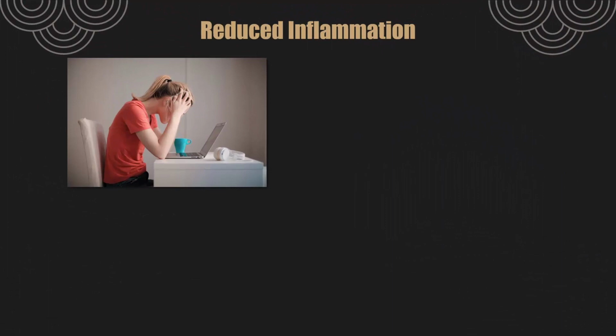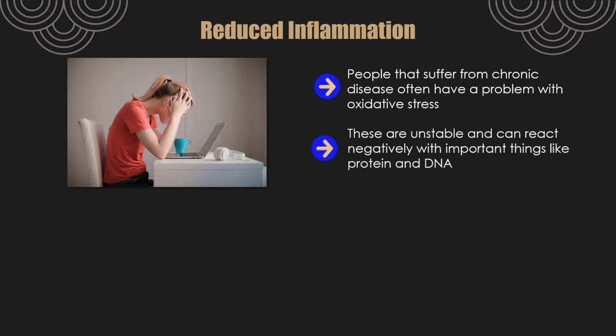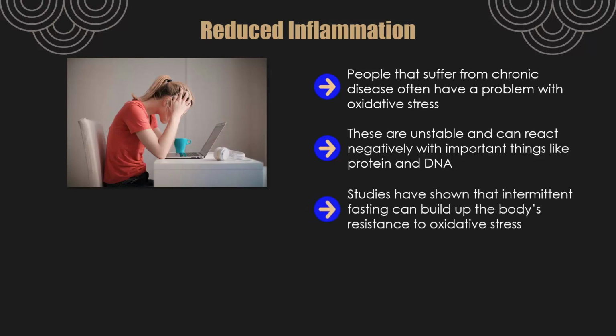Reduced inflammation. People that suffer from chronic disease often have a problem with oxidative stress. This can be a big problem with aging as well. With oxidative stress, free radicals are released. These are unstable and can react negatively with important things like protein and DNA. This can cause a lot of damage to the body. Studies have shown that intermittent fasting can build up the body's resistance to oxidative stress. There are other studies that show the power of intermittent fasting when it comes to fighting inflammation.